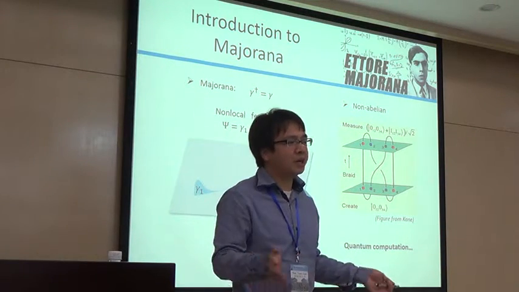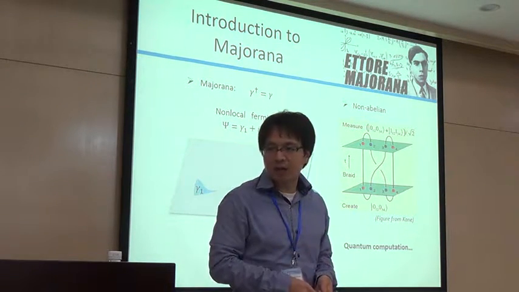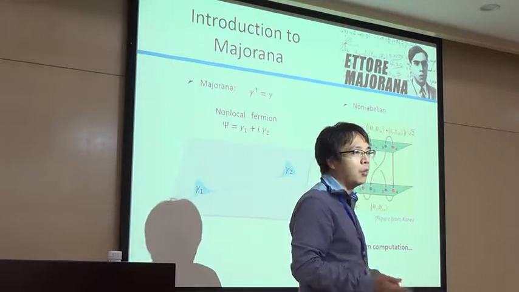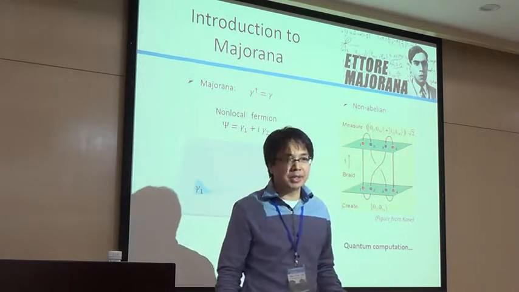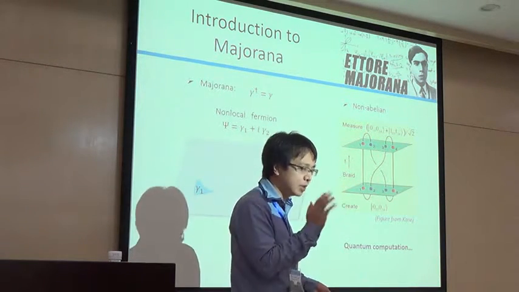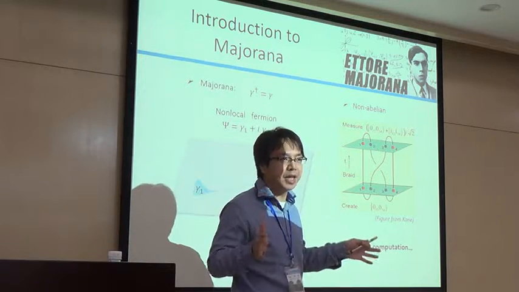So even for anyons, in some fractional quantum Hall states, you braid the particles. What it gives you is the same quantum state. You may have a non-trivial phase, but it's still a trivial phase. It's still the same quantum state.